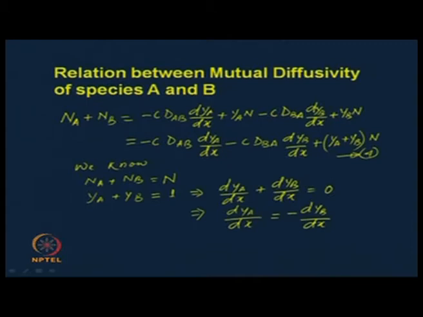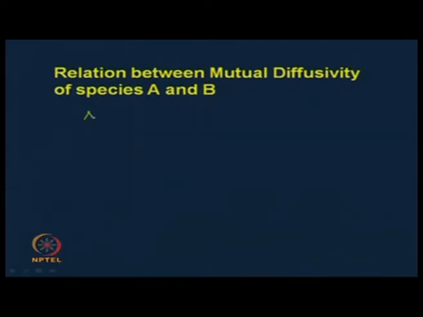Now, if we substitute this Na plus Nb is equal to N over here, and Ya plus Yb is equal to 1 over here, and dYa/dx is equal to minus dYb/dx, it will give you N is equal to minus C D_AB dYa/dx plus C D_BA dYa/dx plus 1 into N.